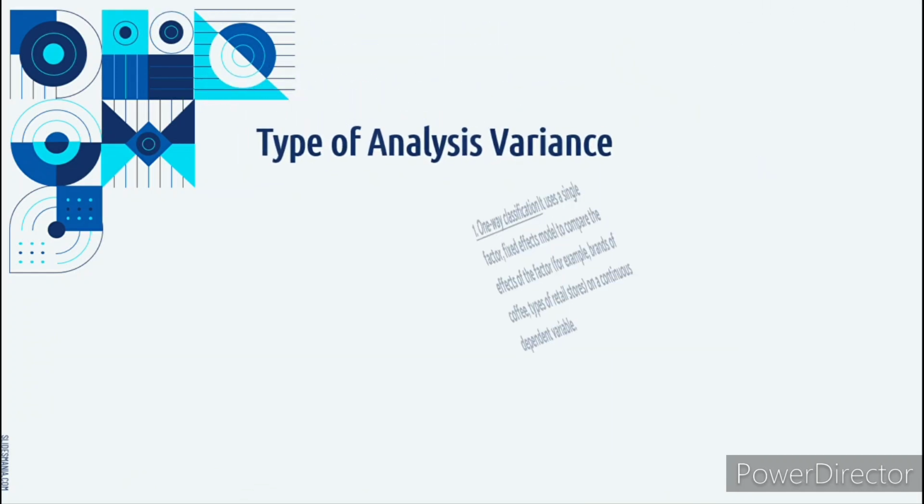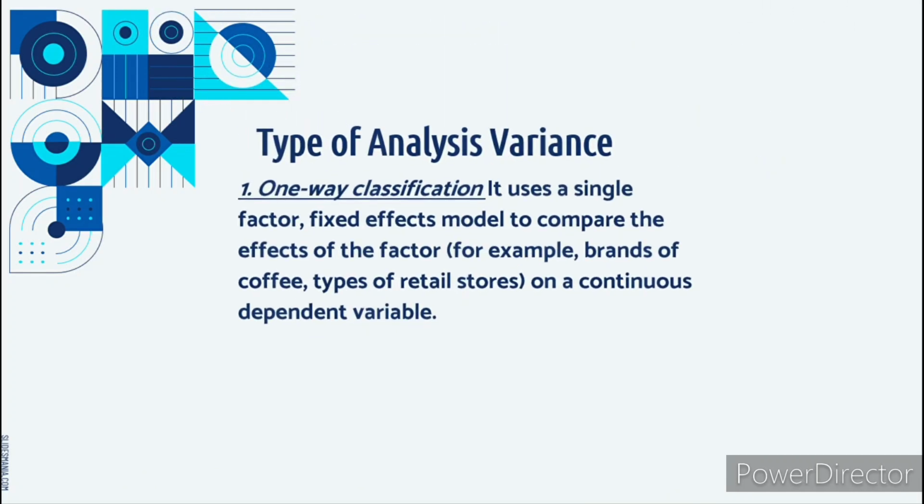Okay, we have types of analysis of variance. First is one-way classification. It uses a single factor, fixed effects model to compare the effects of the factor, for example, brands of coffee or types of retail stores, on a continuous dependent variable.